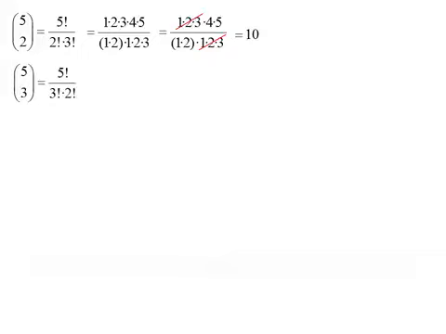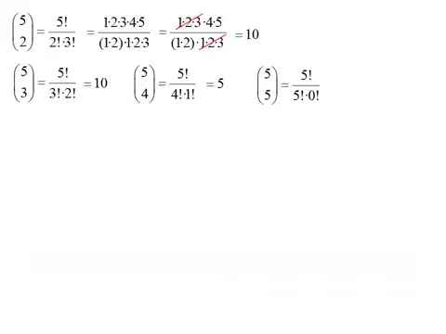If we look at 5 choose 3, that'll be 5 factorial over 3 factorial times 2 factorial. Well, this is essentially the same thing we had for 5 choose 2, so we'll again get the value of 10. 5 choose 4 gives us 5 factorial over 4 factorial times 1 factorial. That's the same as we had for 5 choose 1, so that'll give us a value of 5. And 5 choose 5 would be 5 factorial over 5 factorial times 0 factorial, which is the same thing as 5 choose 0, which gives us 1.